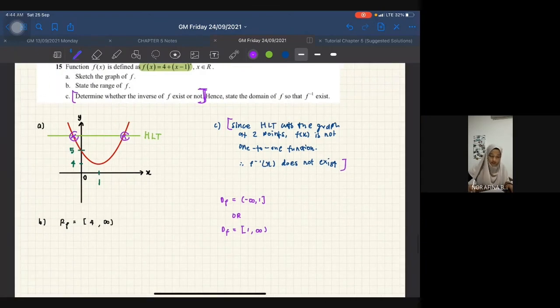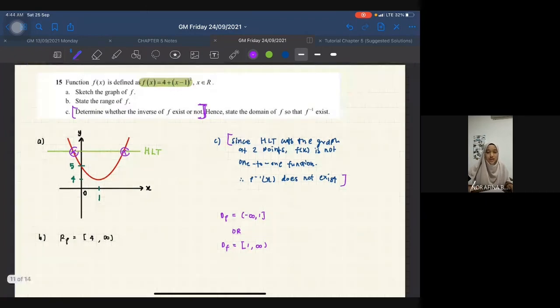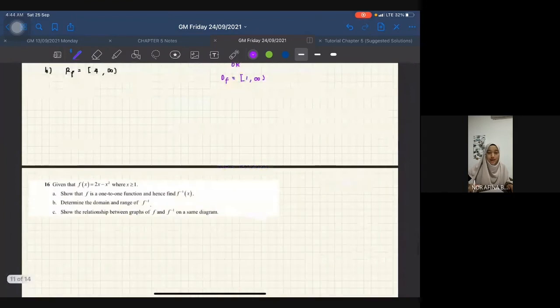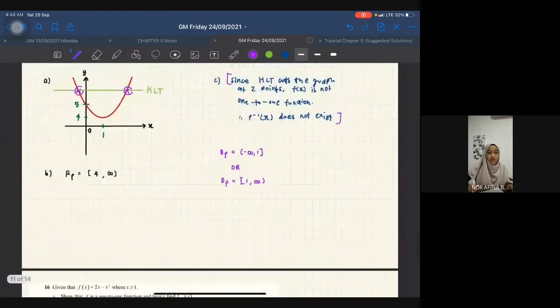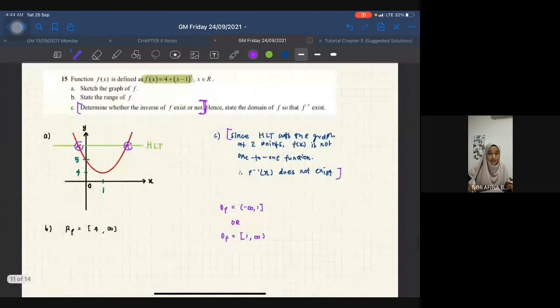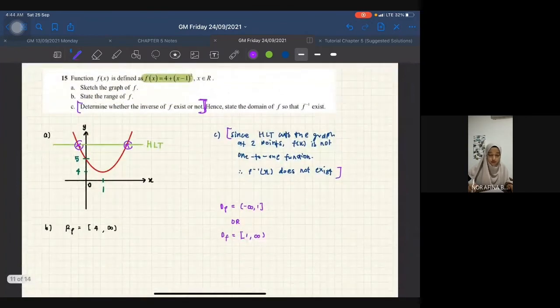Alright, so saya kat sini. Soalan nombor 15. Okay, so saya nak sambung soalan nombor 16 actually, but my phone does not give a good kerjasama dengan saya. Okay, so yeah, that's all. Okay, bye-bye.